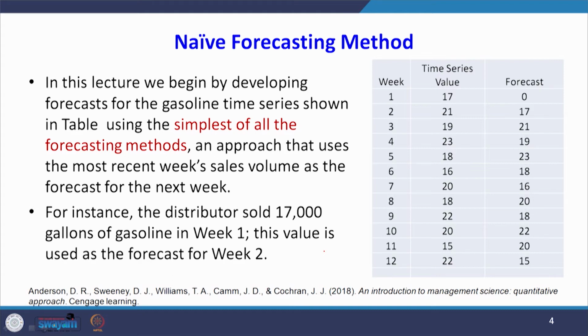Look at the table, where 12 weeks are given. Week 1 sales is 17,000 gallons; these values are in terms of 1000. First, we cannot forecast week 1. The forecast for week 2 is nothing but the previous week's actual value. For week 3, it is the week 2 actual value. For week 4, it is the week 3 actual value. So, this type of forecasting technique is called the naive forecasting method.